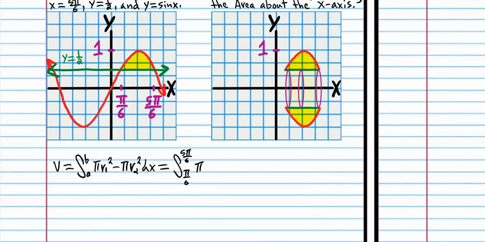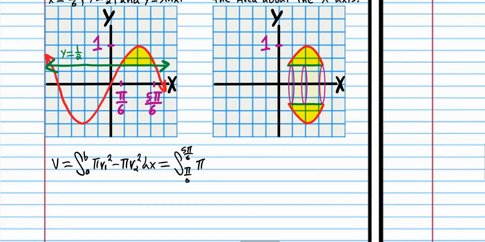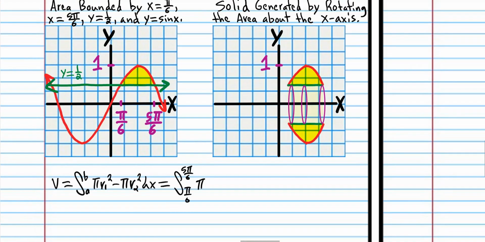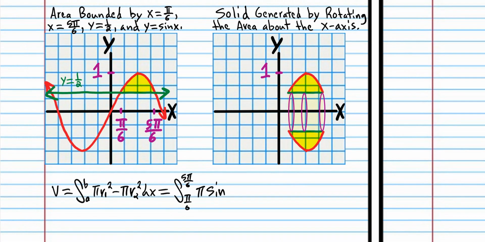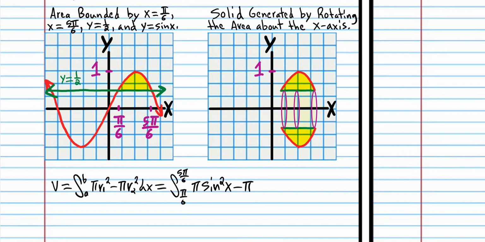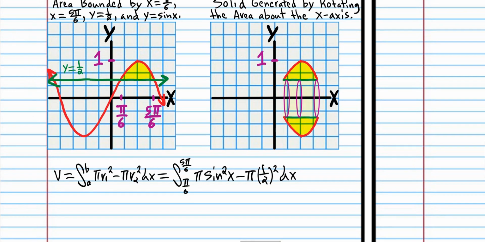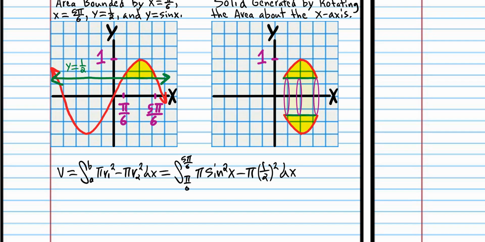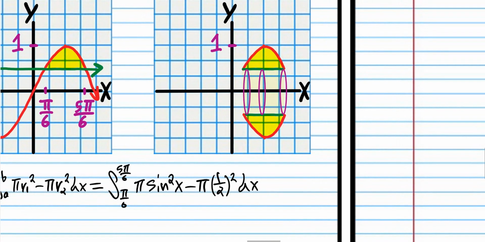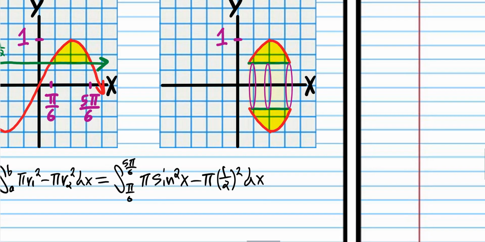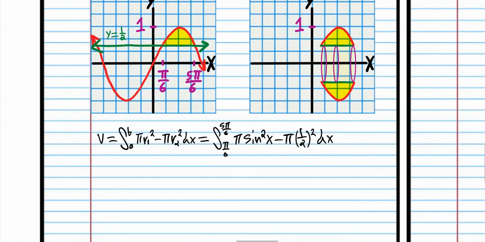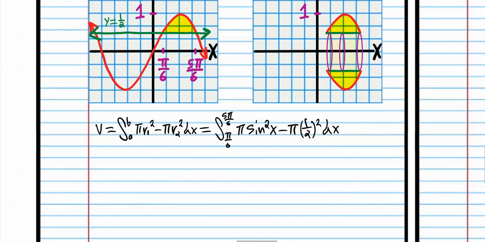And the radius of the outer part of the washer, the bigger circle, is going to be sine x. And the radius of the inner part is going to actually just be 1/2, so that makes it easy for us, because it's just a horizontal line. So the volume of this part in here, that's really easy. That's just going to be the volume of the cylinder. A very simple cylinder.